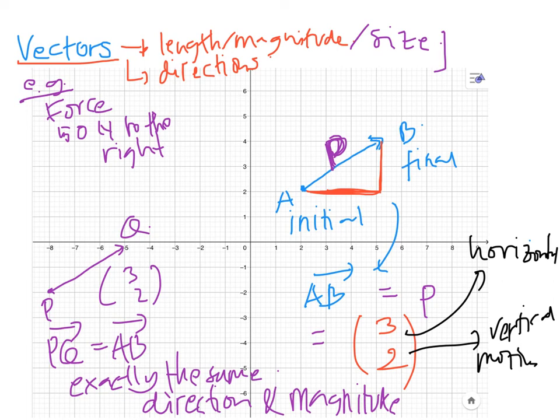After this, I'll show you some more examples of vectors, like equality, whether they are parallel, how we add them up, and all the operations of vectors.